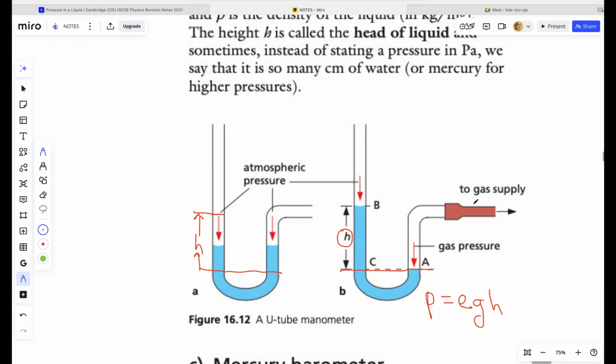You get the pressure. So this is how a manometer is used. This is a simple manometer. This is how we say a manometer is used for measuring the pressure in a gas.